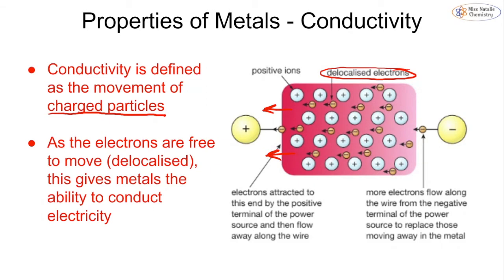On the other side, we have the negative terminal of the power source, and because negatives and negatives are going to repel each other, that is going to also push the electrons away from the negative terminal. So not only are we getting the pull from the positive, we're getting the push from the negative. And this movement, due to the attraction or repulsion for the positive and negative terminals, allows this conduction of electricity.